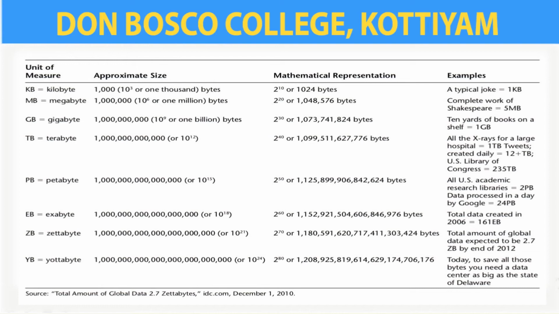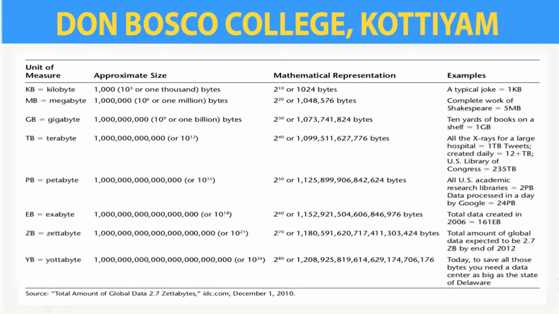Then the next unit of measure is the exabyte, represented by EB. Its approximate size is 1000 raised to 6 bytes. Then the next unit of measure is the zettabyte, represented by ZB. Its approximate size is 1000 raised to 7 bytes. The last one is the yottabyte, represented by the letters YB, and its approximate size is 1000 raised to 8 bytes.